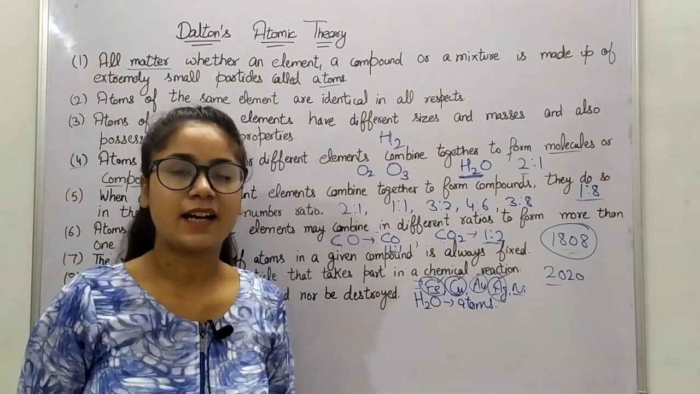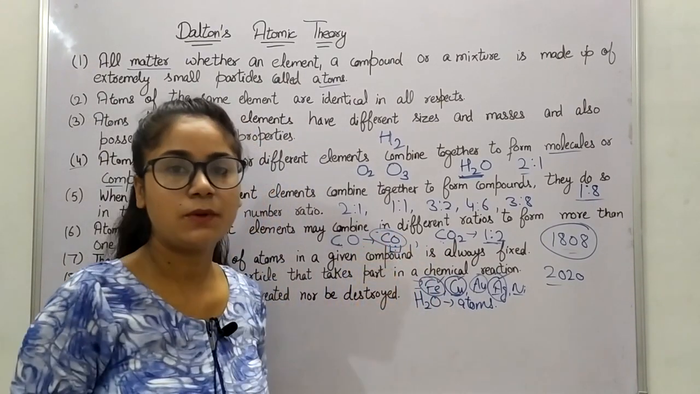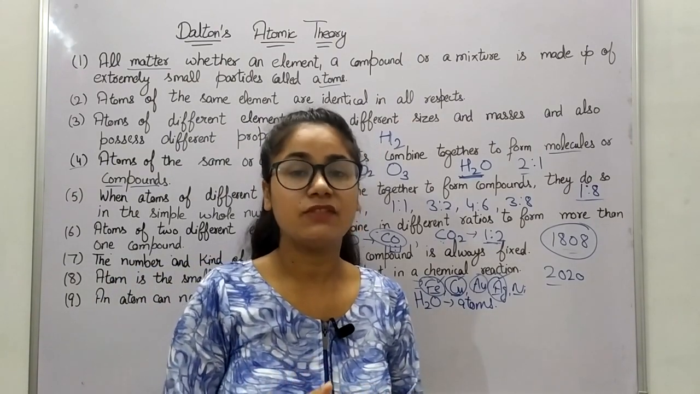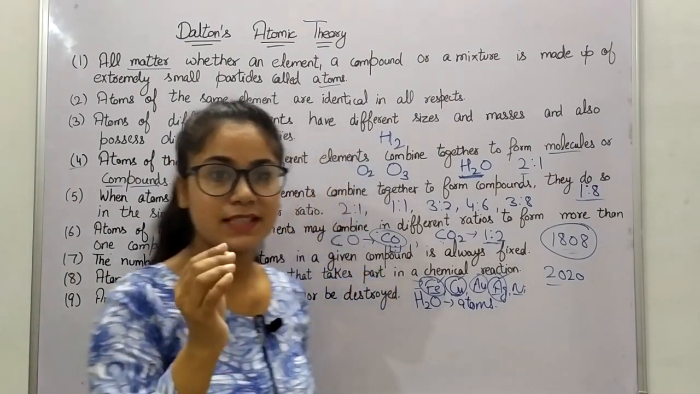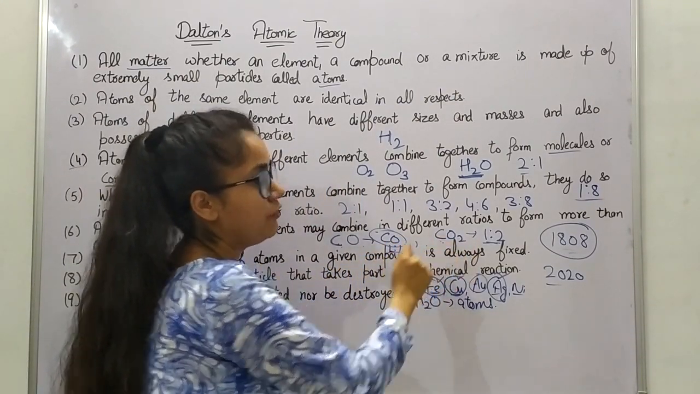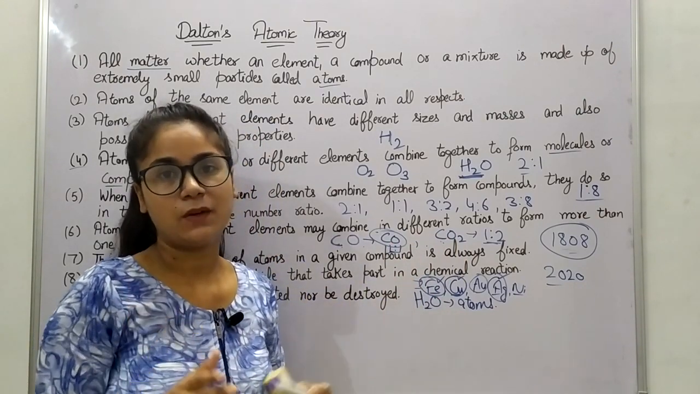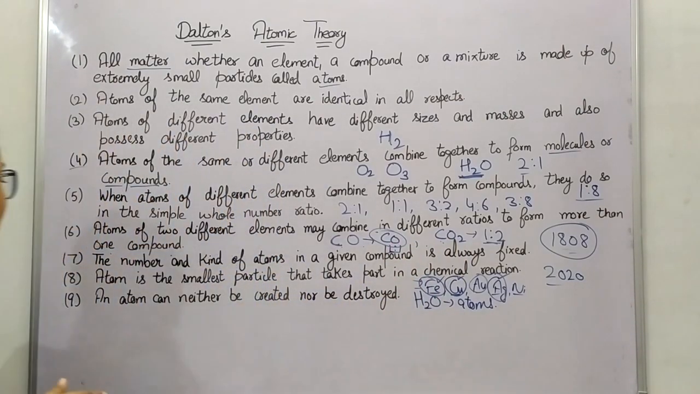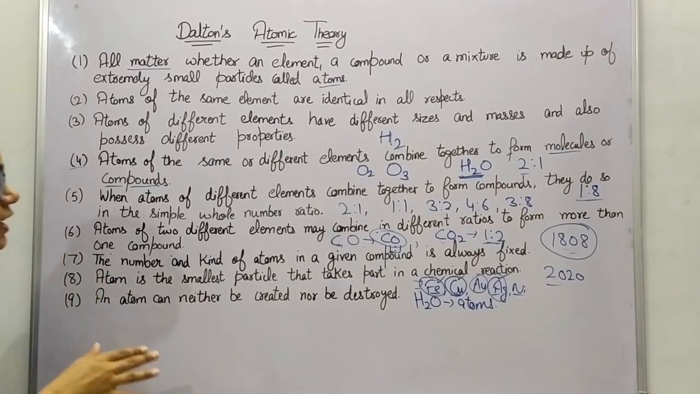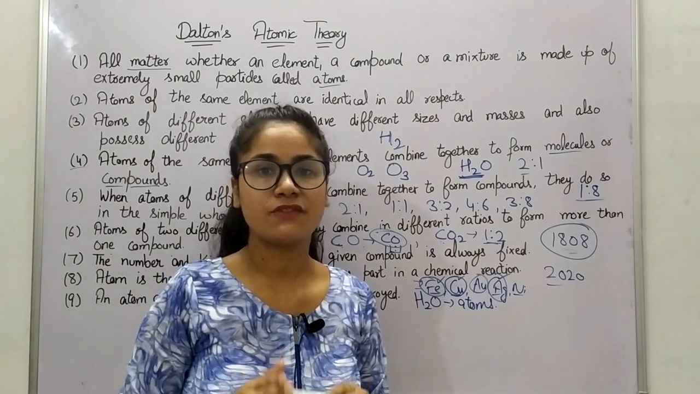We exhale carbon dioxide. But if carbon monoxide goes into our body, it would suffocate us, and it may even cause death. See, just with a change in the number of oxygen atoms, how the properties of the whole compound change. Okay. Now comes the seventh point. In the seventh point, they have said the number and kind of atoms in a given compound is always fixed.